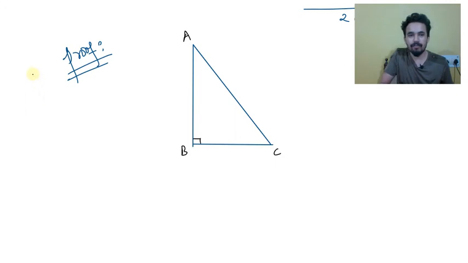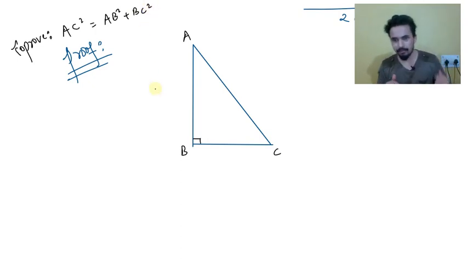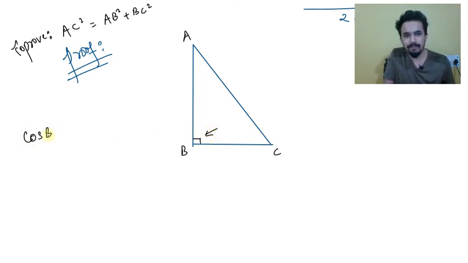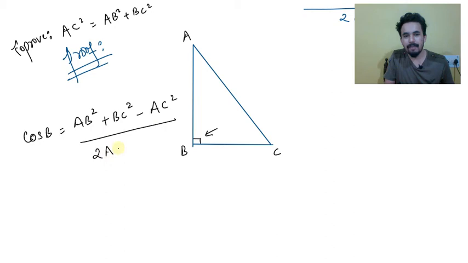What do you have to prove? You simply need to prove, let me write in here, because you are proving Pythagoras, that AC square is equal to AB square plus BC square. Let's start with the proof. I'm writing in terms of B, because we know this angle is 90 degrees. So cos B is equal to, the two sides surrounding are AB and BC, so AB square plus BC square minus the opposite side square, which is AC square, divided by 2 times AB into BC.